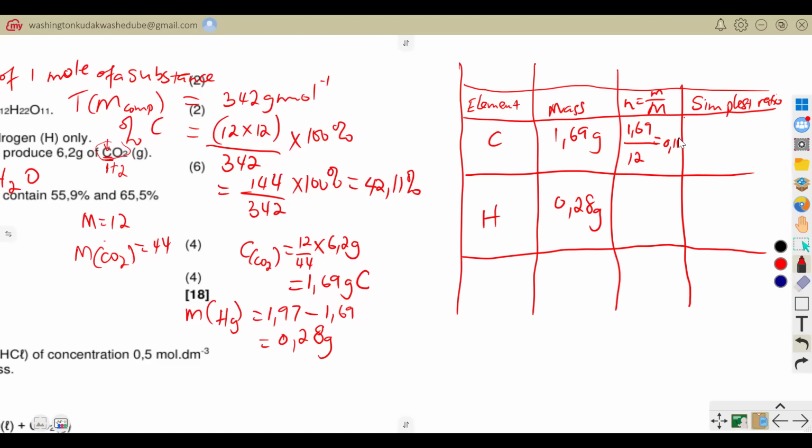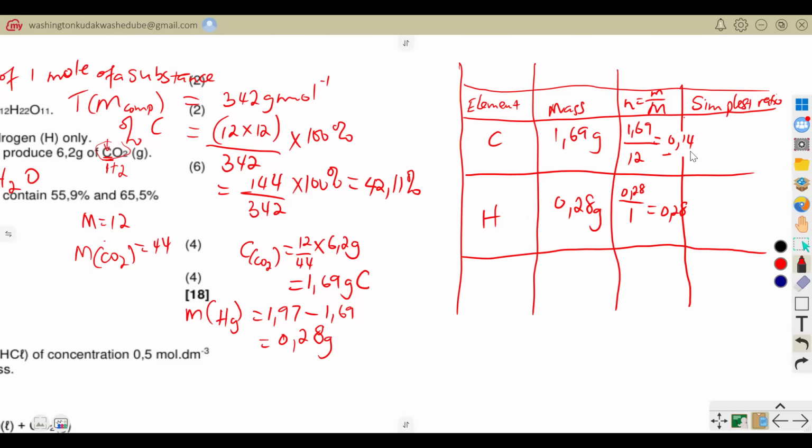And then after having 0.14, you would come here also, you say 0.28 divided by the molar mass of hydrogen, which is 1. So the number of moles is 0.28. The smallest number of moles is 0.14 there. Let me just write that answer neatly. So the smallest is 0.14.